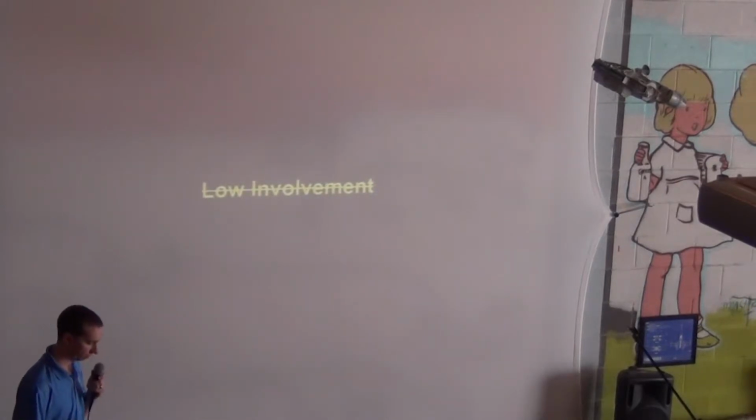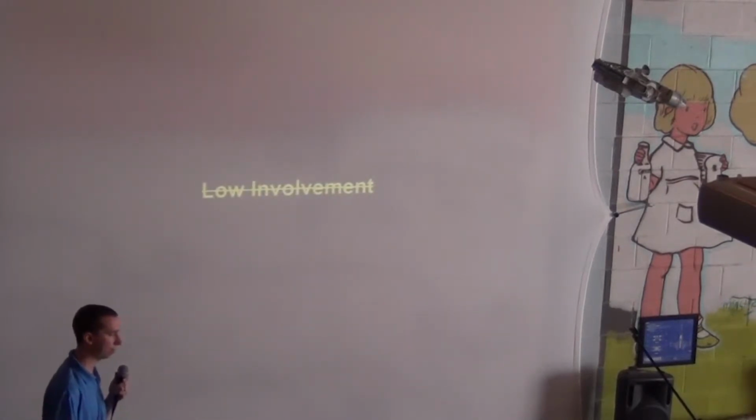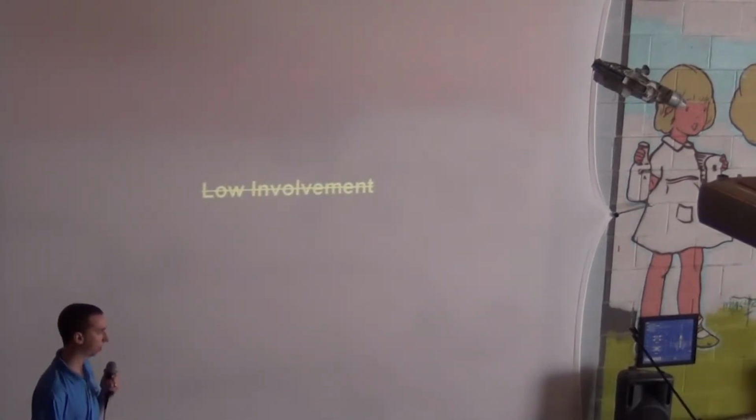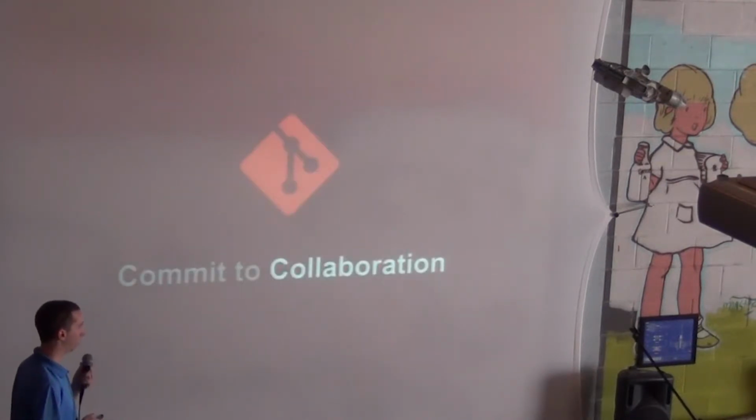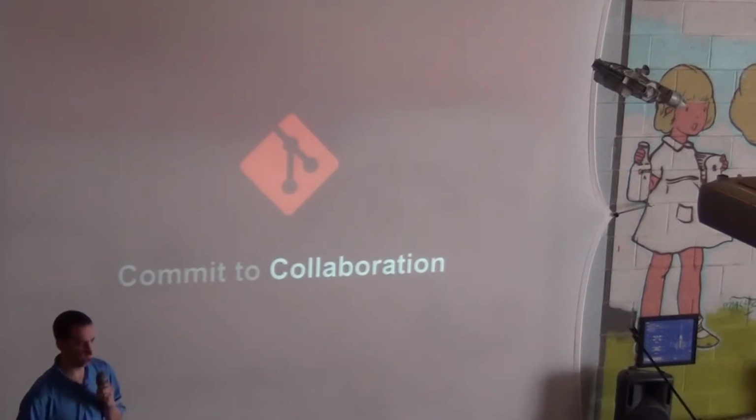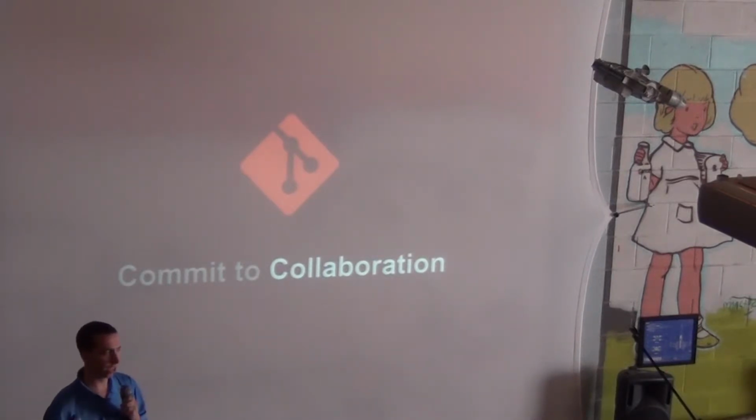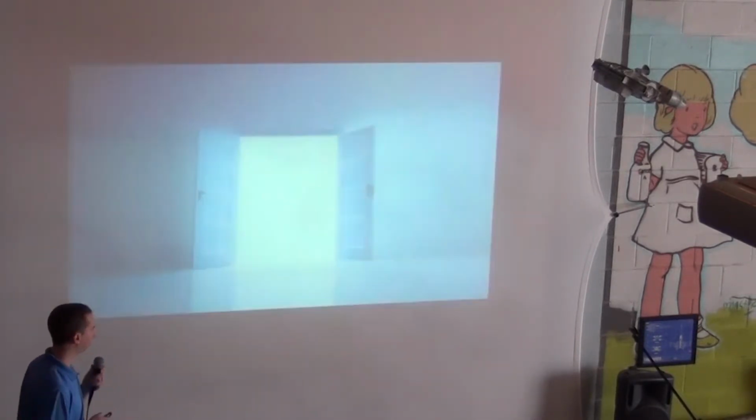And we want to get rid of the low involvement. So we want to get rid of the bad answer group in there. So we want to improve involvement. And so to improve collaboration, we kind of have to approach that with a human-centric mindset, right?